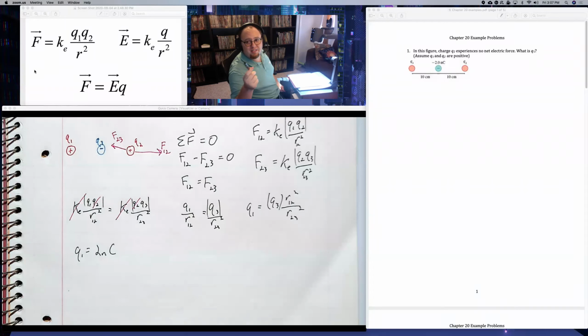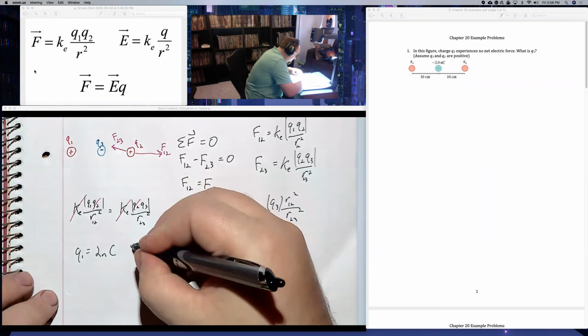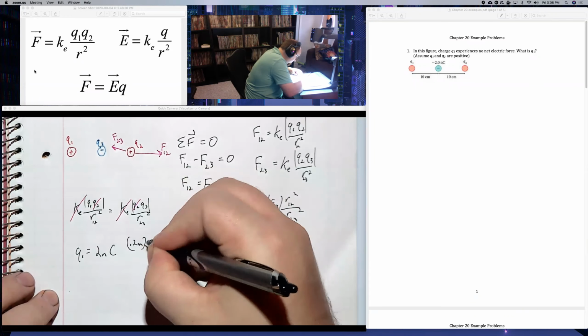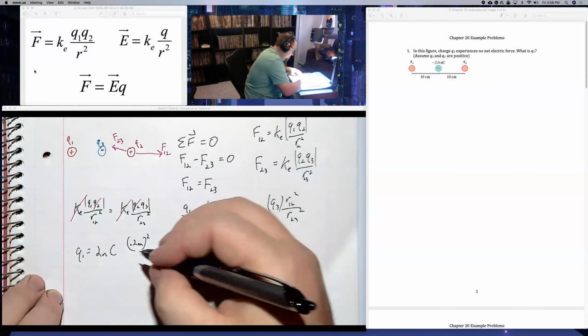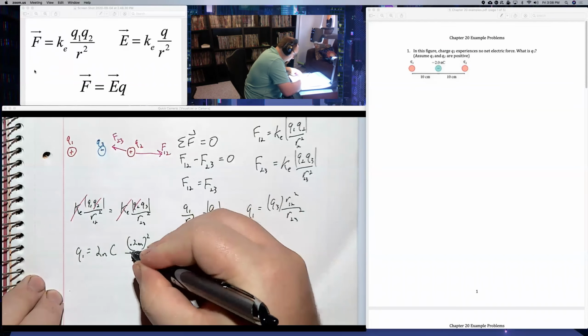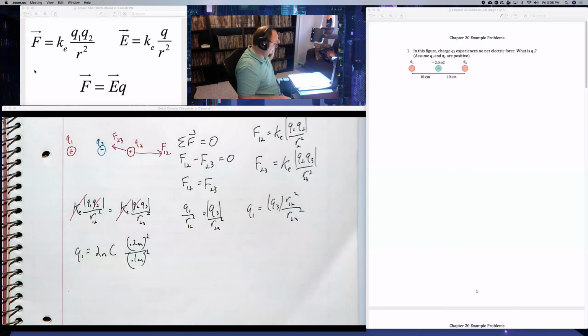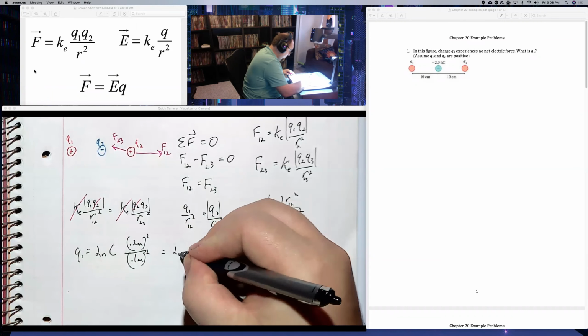R12 is in between 1 and 2. Now, if you note, they don't give that distance. They say from 1 to the middle is 10 centimeters, and from the middle over is 10 centimeters. So that's going to be 20 centimeters, or 0.2 meters. And R23, 0.1 meter. I can do that math. That's going to be 2 nanocoulombs.